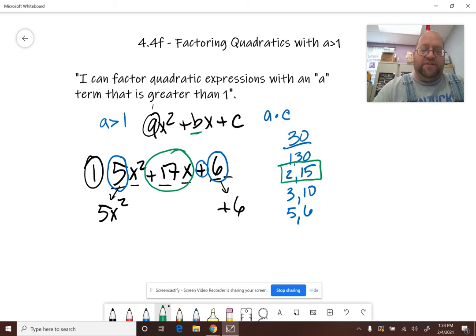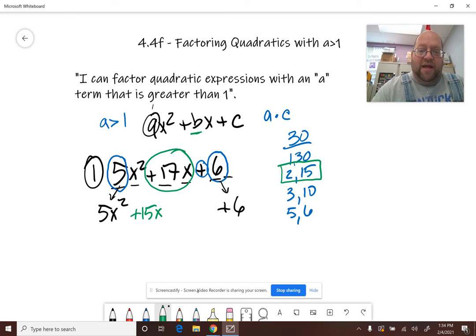Now, here's my question to you. Does the 2 seem like it goes with the 5, or does the 15 seem like it goes with the 5? Because you're already trying to think about grouping these things, okay? So in my mind, a 2 will not go into a 5, but a 5 will go into a 15. So that means I need to get this 15 close to that, okay? So watch what happens. I'm going to take this 15 right here, and I'm just going to put it here, positive 15x.